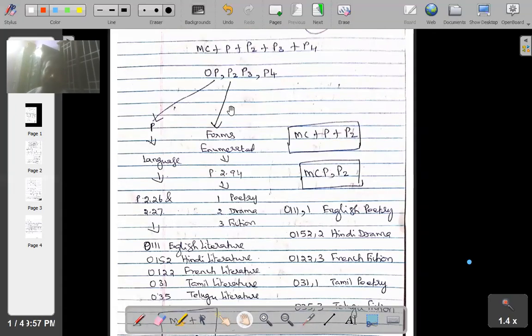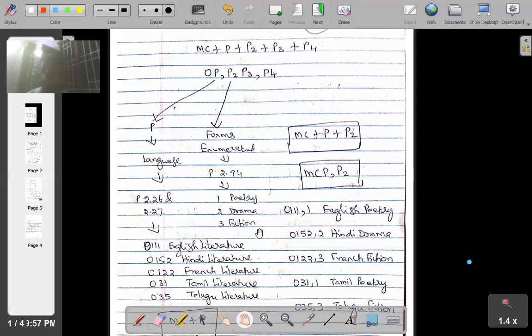Good. Then we move on to the second one, P2. As I told you, P2 stands for forms enumerated. What are the forms? The item you have may be prose, fiction, drama, an oration, a letter, or any other form. But where are the forms given? Ranganathan has listed all the forms on page number 2.94 in the main class O. If you go there, you'll be able to identify, I think six to seven forms given by Dr. S. R. Ranganathan. 1 stands for poetry, 2 for drama, 3 for fiction. That way it goes on.